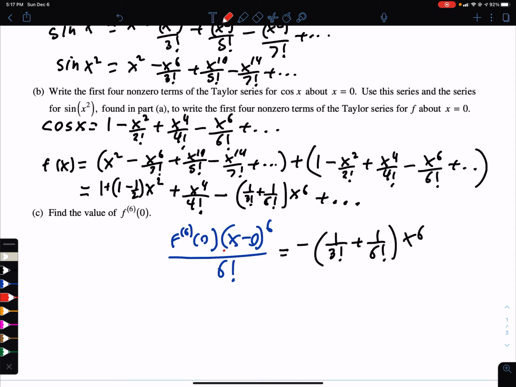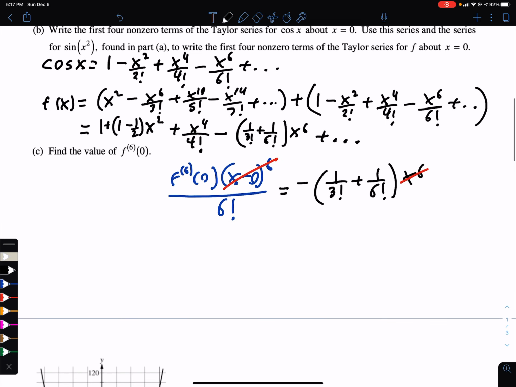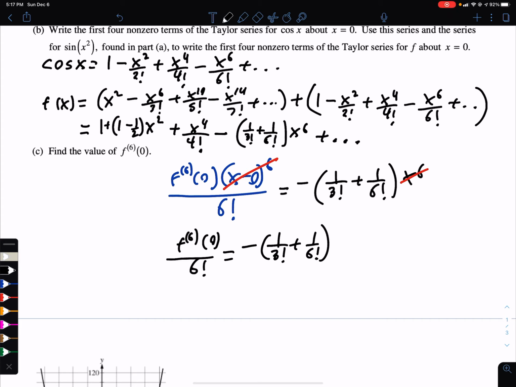And then that cancels with that, and we're left with this. The 6th derivative over 6 factorial is negative 1 over 3 factorial plus 1 over 6 factorial. But to get this all by itself, you multiply both sides by 6 factorial. Those cancel, and now you have the 6th derivative at 0 as this. Now, again, could you simplify? You can, but you shouldn't. I would leave it like this.